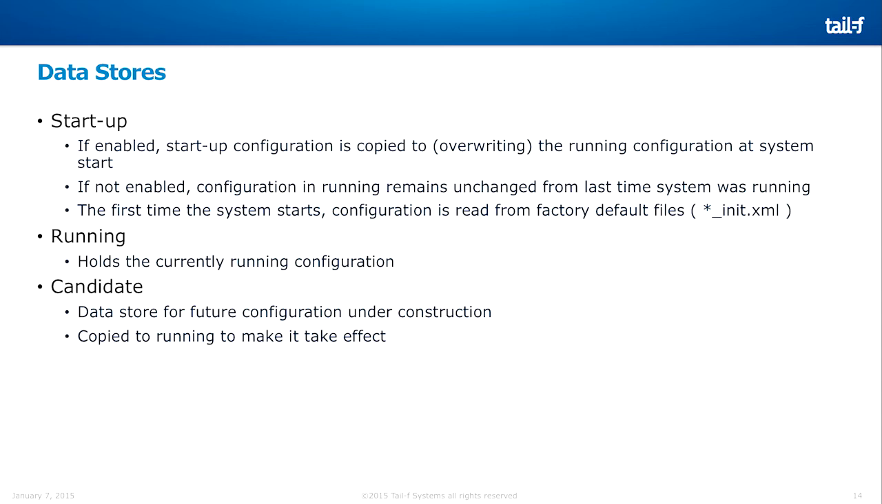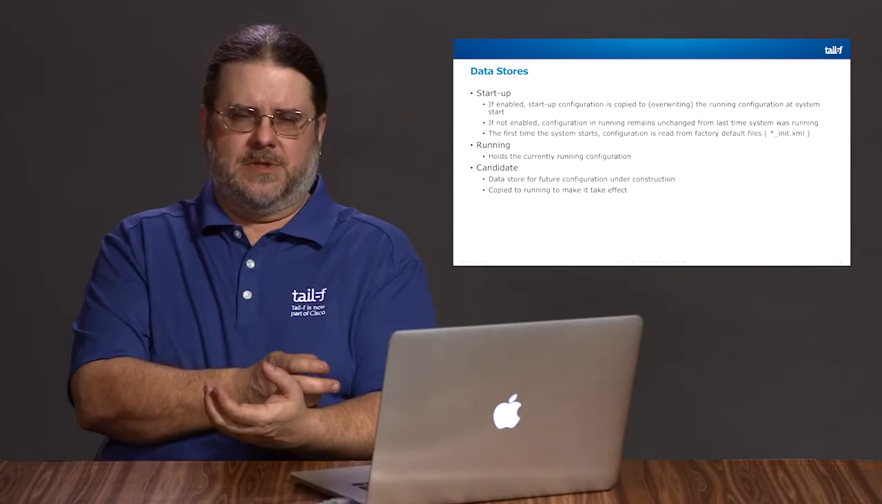As I've mentioned, the running data store holds the currently running configuration in the device. And then candidate is a persistent data store of a candidate future configuration. You will make changes into candidate and then commit it as a transaction into the running data store to make it the new system configuration.